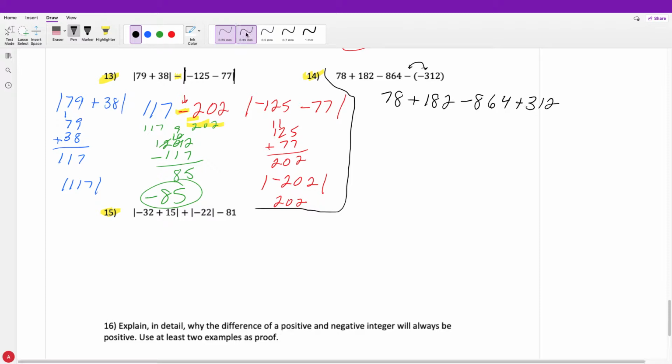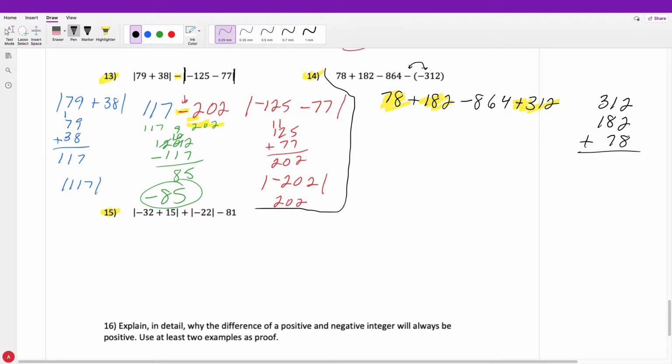All right, now to make this a little bit easier for me, I'm going to get rid of all my positive numbers by combining them. So I'm going to add these three together. So 312 plus 182 plus 78. I'm just going to add them all together so this way I can combine those three numbers into one.